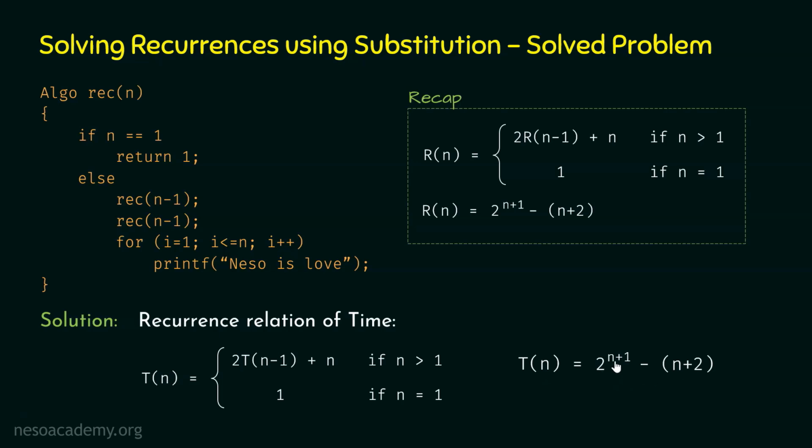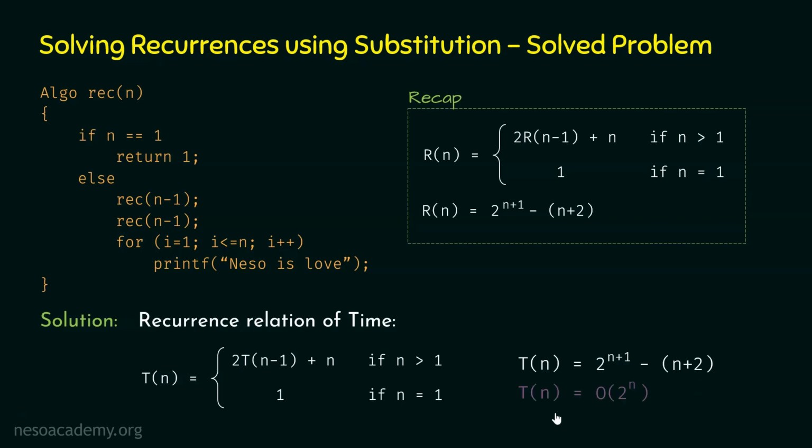Here we have 2^(n+1). We can rewrite this as 2^n times 2. We can remove the constant 2 as it does not matter. We will be left with 2^n here, and here we have minus n plus 2. Compared to this expression, 2^n is the dominating term because 2^n represents the exponential function and n plus 2 is the polynomial function.